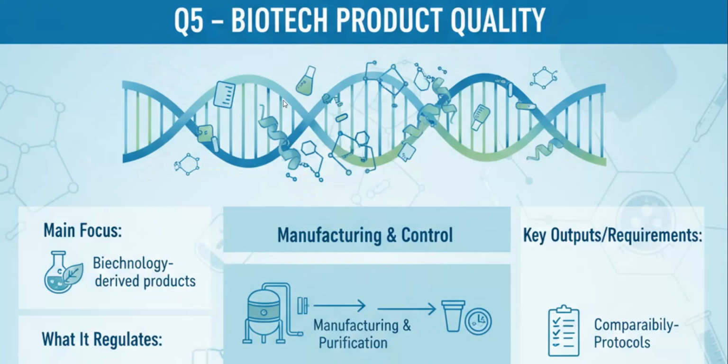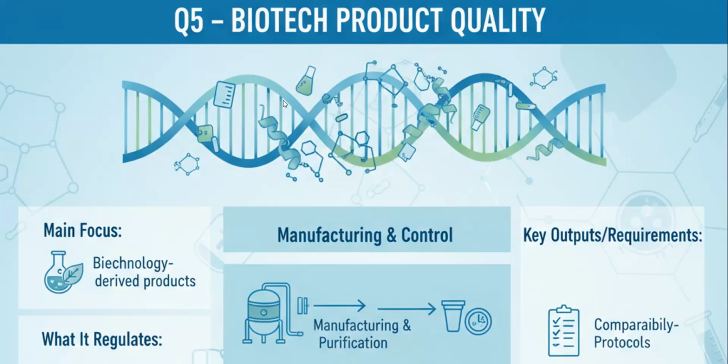Q5 Biotech product quality. Q5 covers characterization, manufacturing, and control of biotech-derived products such as proteins, monoclonal antibodies, and vaccines. It includes guidance on expression systems, purification, viral safety, and comparability after manufacturing changes.